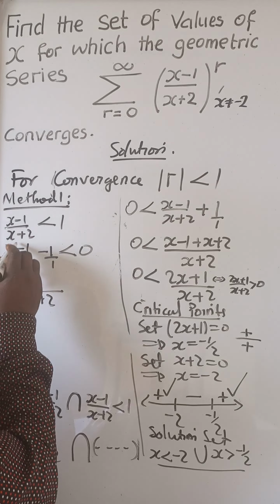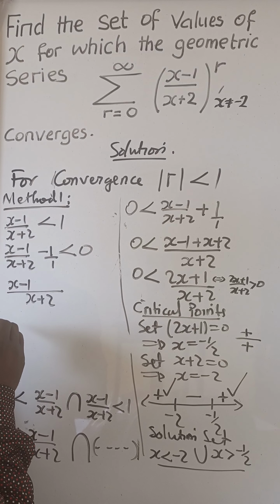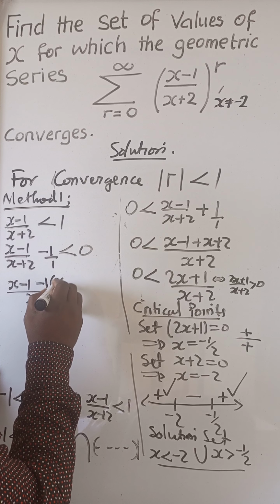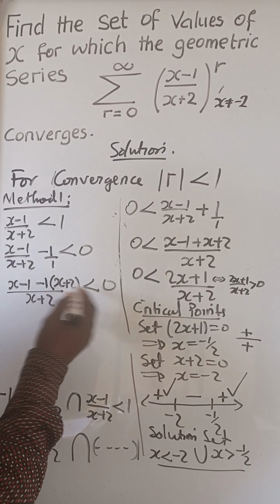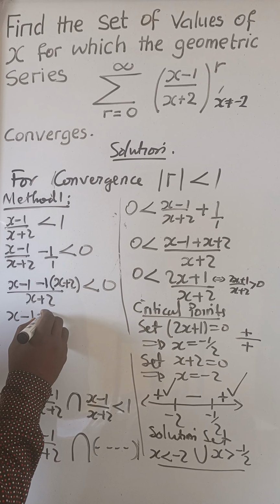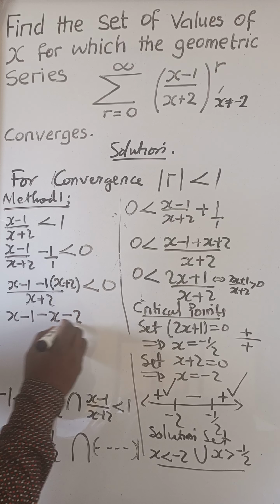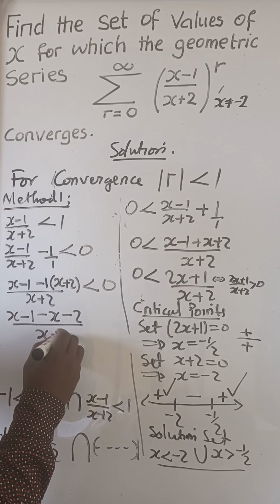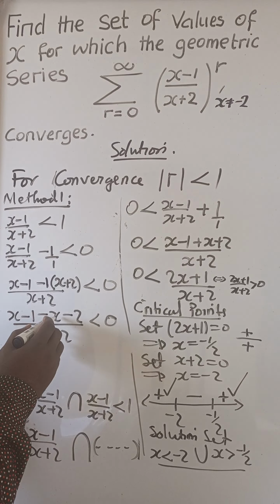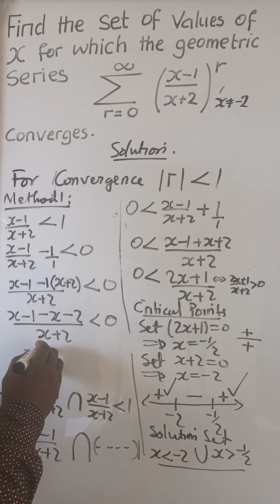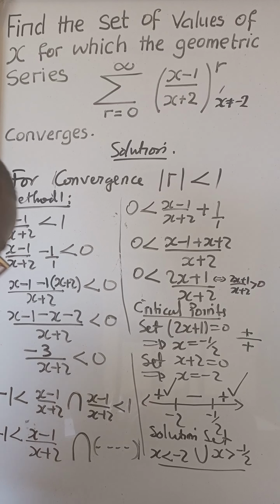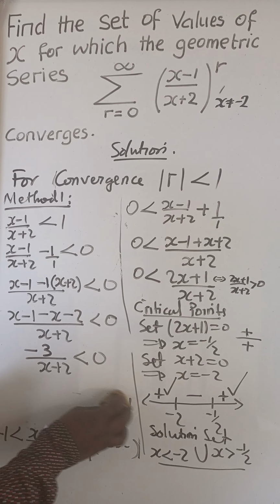x + 2 divided by itself is 1. 1 multiplied by that numerator is the same numerator. x + 2 divided by 1 is x + 2, multiplied by negative 1. So we have negative 1 into (x + 2). We must be careful with our signs. Now let's open the parenthesis. We have x − 1, negative 1 multiplied to x, negative x, negative 1 multiplied to 2, negative 2, all over x + 2 less than 0. So x − x is 0, negative 1 minus 2 is negative 3, all over x + 2 less than 0. So our inequality reduces to this form.